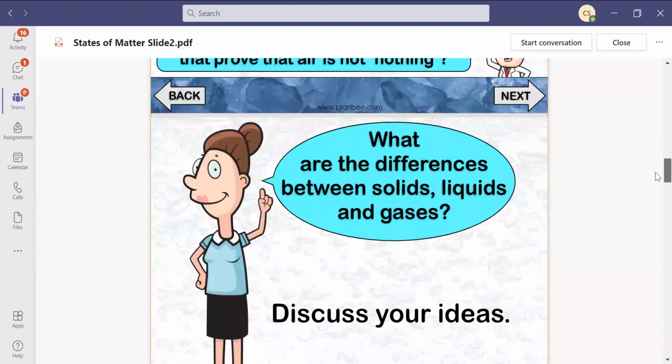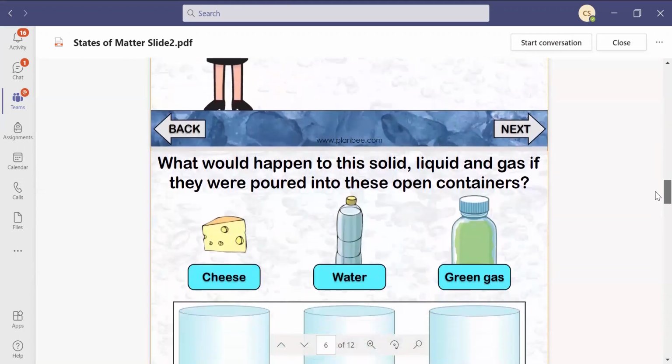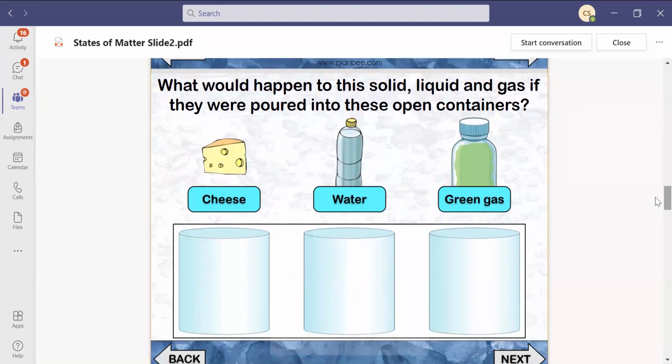So what are the differences between solids, liquids and gases? We spoke about that last week. Do you remember how a solid keeps its shape, a liquid moves, and a gas moves even more? We're introducing gases this week. We only talked about solids and liquids last week. What would happen to this solid, liquid and gas if they were poured into these open containers? If you put a cheese in here, water in here, and the gas in here, can you imagine what would happen to them?